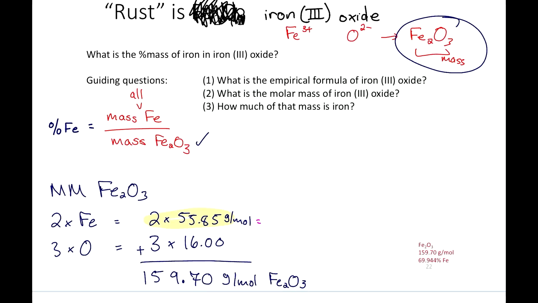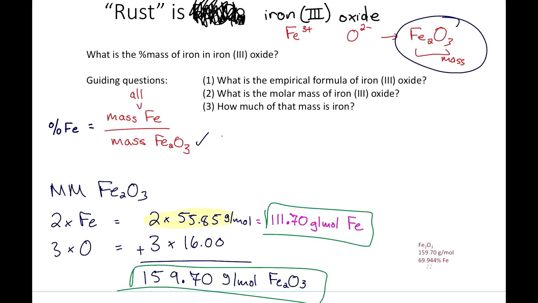So it's just going to be 2 times that 55.85, and that is equal to 111.70 grams per mole, the mass of just the iron atoms. So those are the 2 values that I'm going to divide by. All right, so let's do that. 111.70 divided by 159.70. We'll multiply that by 100.